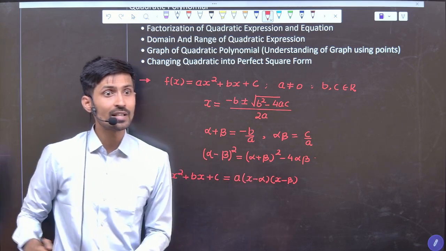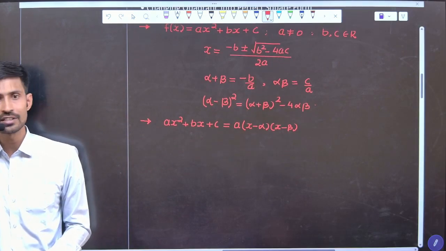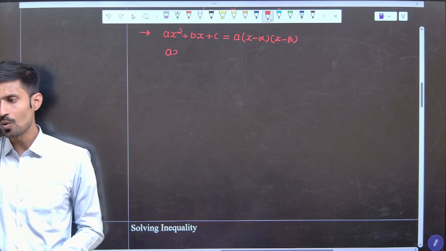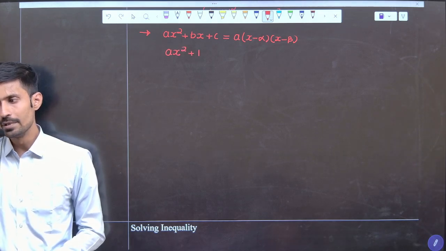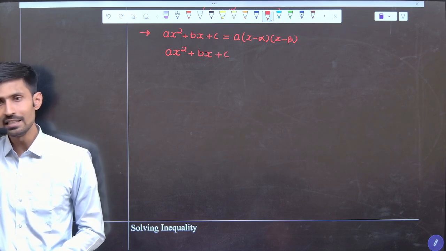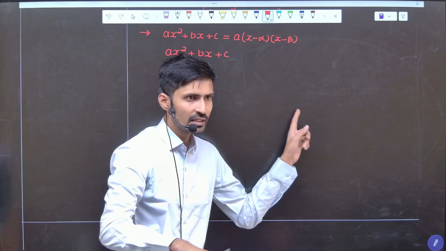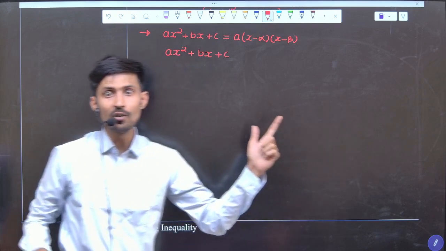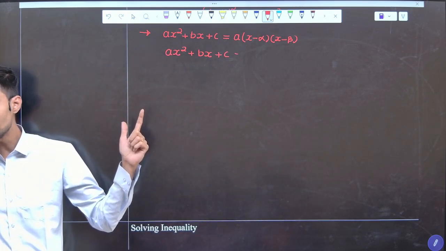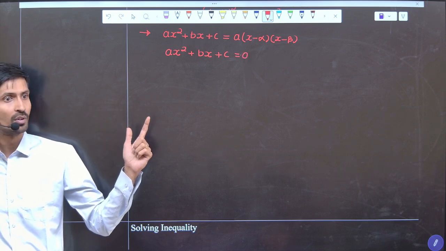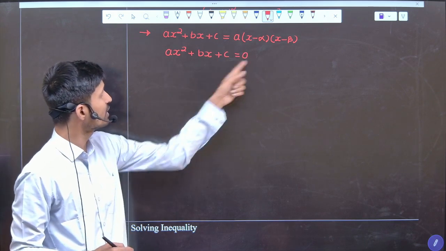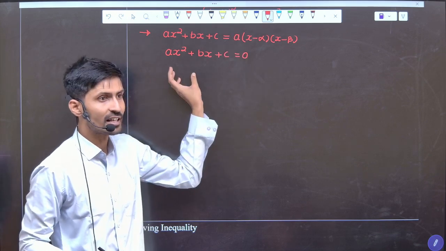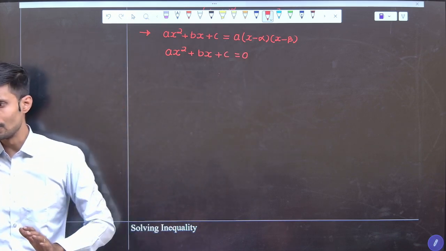But what if an equation is there? Do you remember the equation? Suppose I am writing, factorize this: ax square plus bx plus c. If I write this, still this is a quadratic expression. But I want to make it a quadratic equation. What will we do? Equate with 0. So if I am asking you, factorize this quadratic equation and rewrite it, no need to write this a. Simply write x minus alpha into x minus beta is equal to 0. That's all.